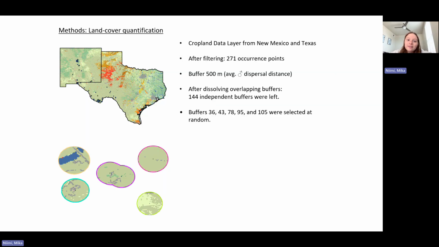For my methods of land cover quantification, I only used the cropland data layers from New Mexico and Texas. After filtering the 271 occurrence points, I put a buffer of 500 meters in, and then dissolved all the overlapping buffers to get 144 independent buffers. Upon those 144 buffers, I selected 5 at random. The buffers I selected were buffers 36, 43, 78, 95, and 105.